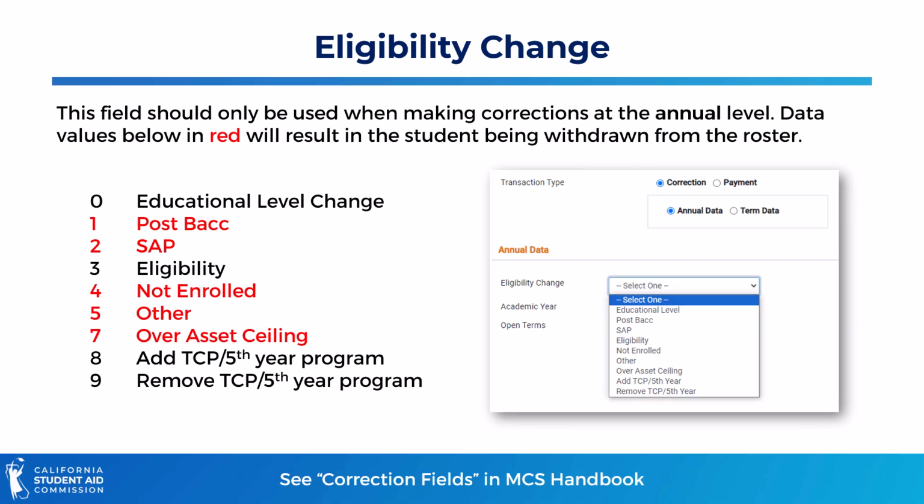Schools can update a student's overall MCS eligibility directly in WebGrants or in the payment roster file. By reporting one of the eligibility codes listed here in red, the student is considered to be no longer eligible for MCS unless other information is received by CSAC. The student's MCS award will be withdrawn and the student will be removed from the roster. Refer to the MCS Handbook for further information on eligibility changes.